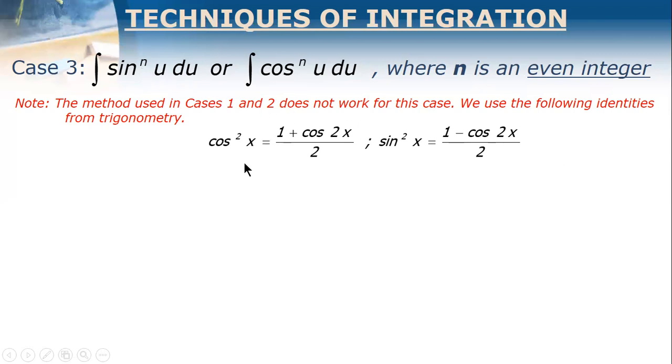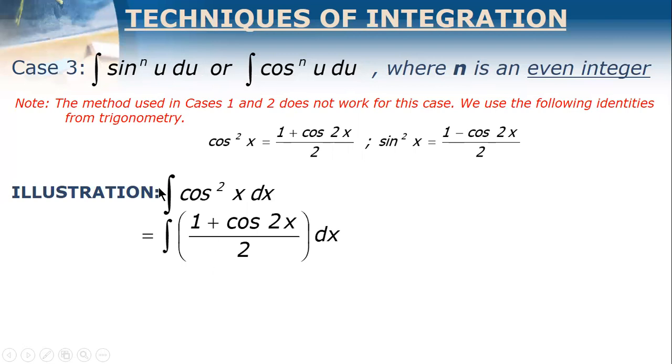Not to increase the power of sine or cosine. Simple illustration: find the integral of cosine squared x dx. Let us use this identity. Replace cosine squared x by this one, and then separate, and you'll have the integral of 1 half dx plus the integral of 1 half cosine 2x dx.